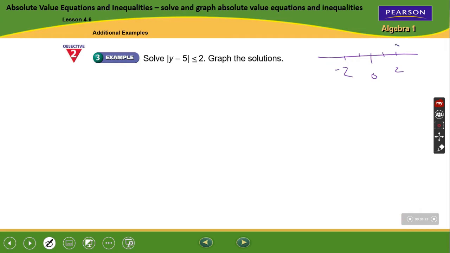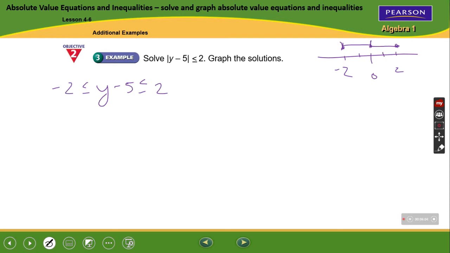So you could be somewhere between 2 and 0 this way, or you could be somewhere between negative 2 and 0 this way. So what are we really saying? We want to split that up into two things. We want to say y minus 5 is less than or equal to 2, but it also could be greater than or equal to negative 2. That would include this part right here. So we're going to put that on this side over here.